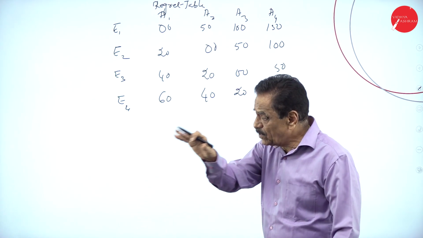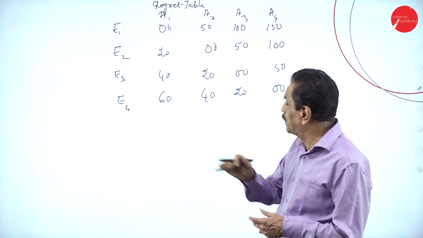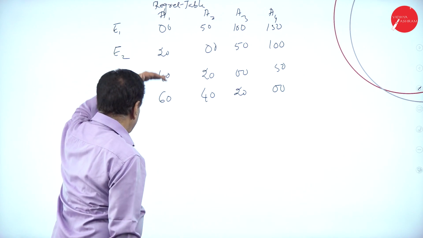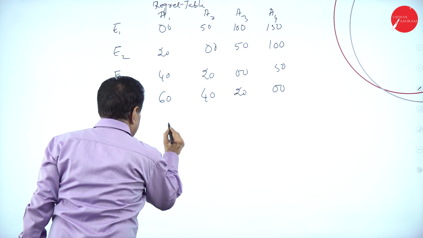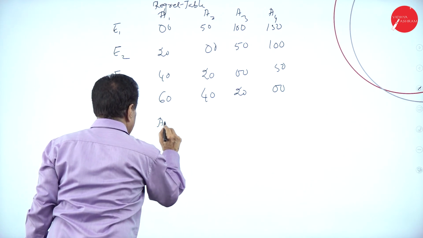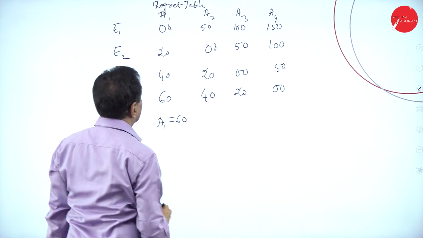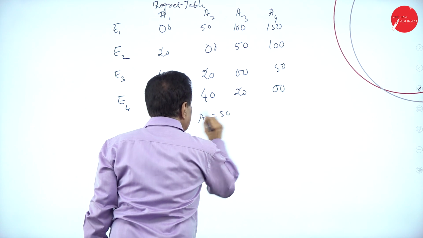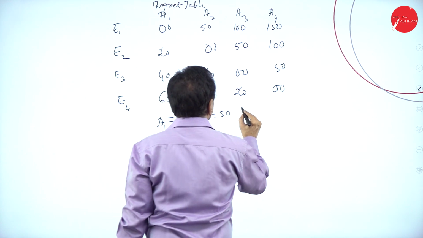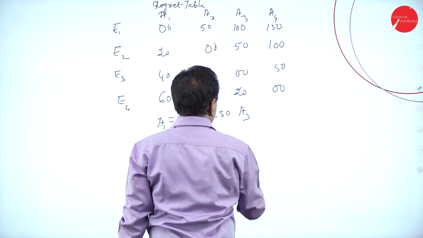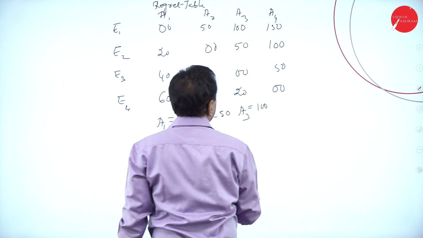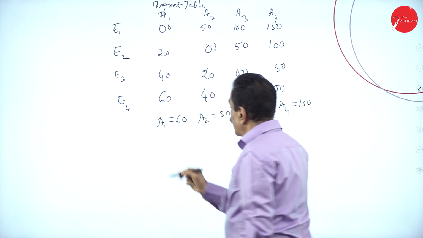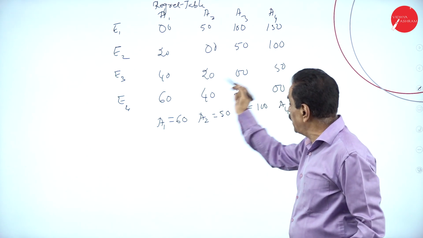So, from the highest we are deducting one by one, you are doing it row wise. Among them, which is the highest one? 60 is the highest. A1, 60. A2, 50. A3, 100. A4, 150. Now, among them, which is the minimum highest?